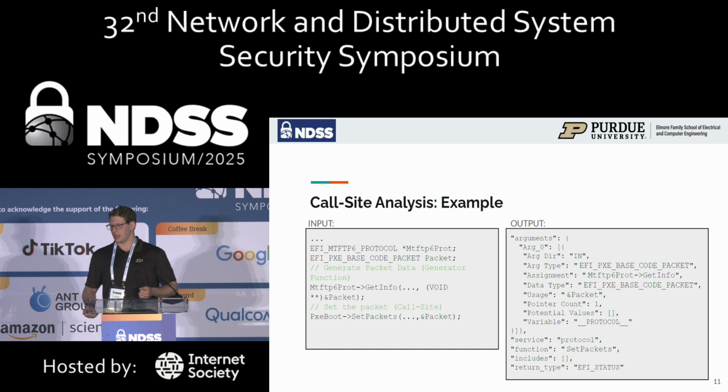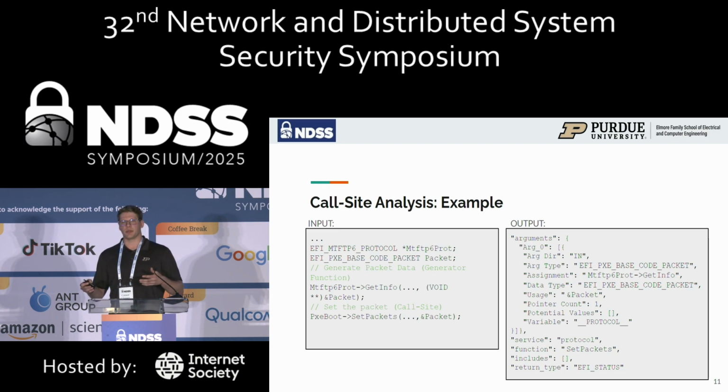The key thing here is there are also potential values. Depending on branching and the paths that were taken, there might be multiple possible assignments for that instance of the argument. And this will do every call site and every instance of set packets across the whole code base, or any other target function.